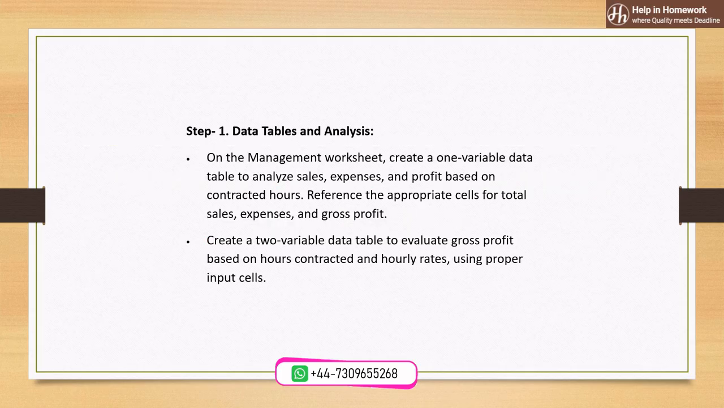Step 1. Data tables and analysis. On the management worksheet, create a one-variable data table to analyze sales, expenses, and profit based on contracted hours. Reference the appropriate cells for total sales, expenses, and gross profit. Create a two-variable data table to evaluate gross profit based on hours contracted and hourly rates, using proper input cells.